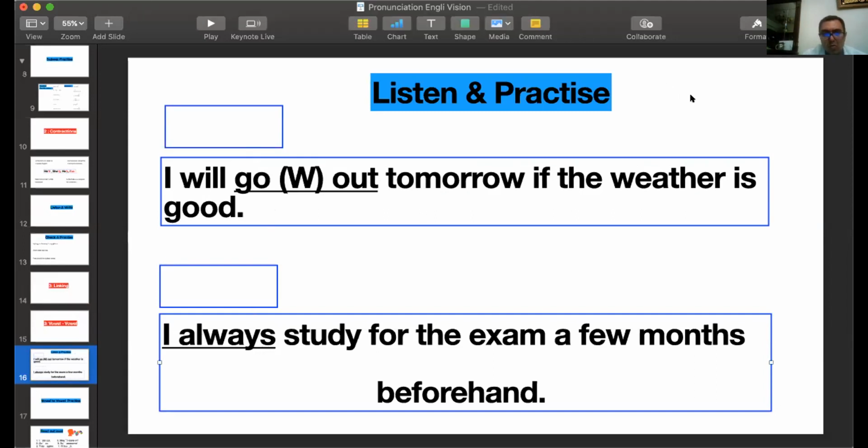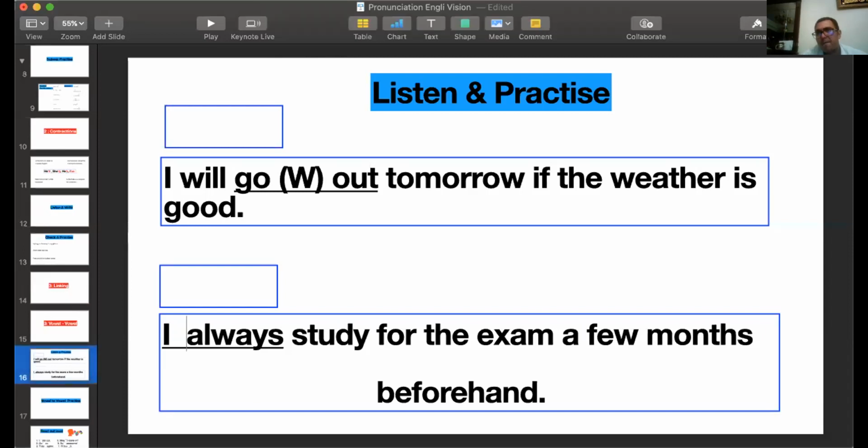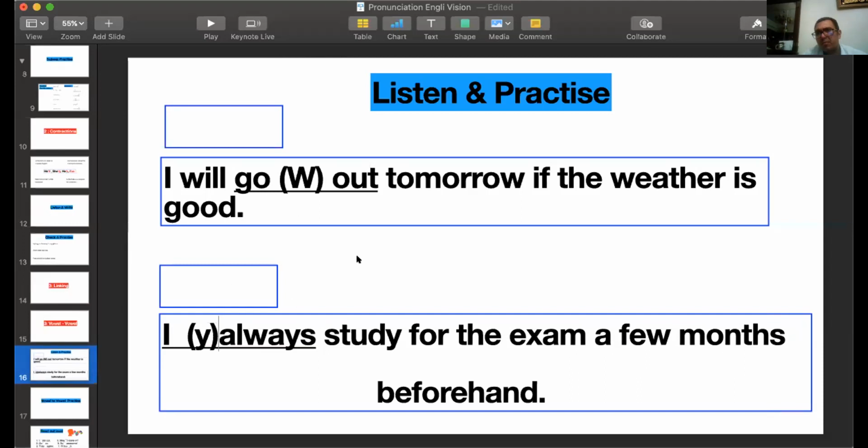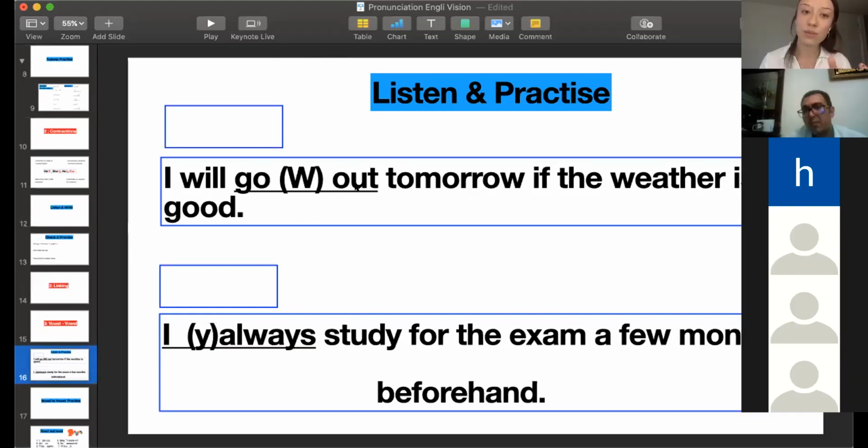How about this sentence? I always study the exam. Yes sound. Fantastic. We have a yes sound. So between vowel sounds, depending on the previous sound, we add a wa or a ya, a consonant sound. Go out. To make it easier to say, I will go out tomorrow if the weather's good. I always study for the exam.